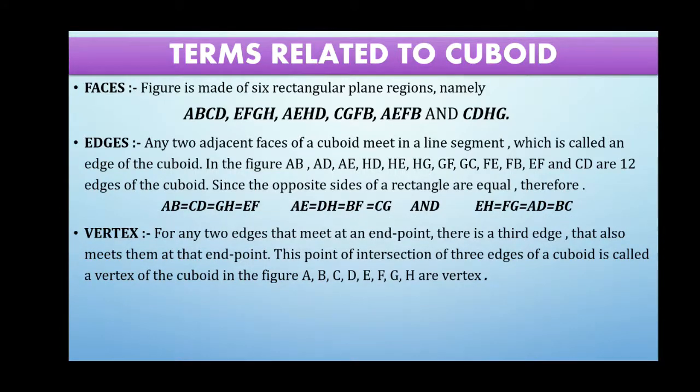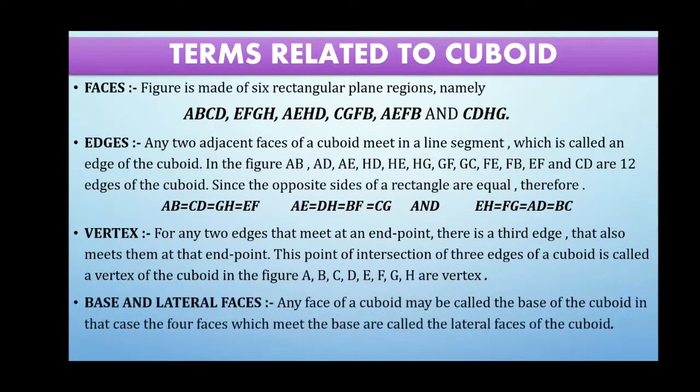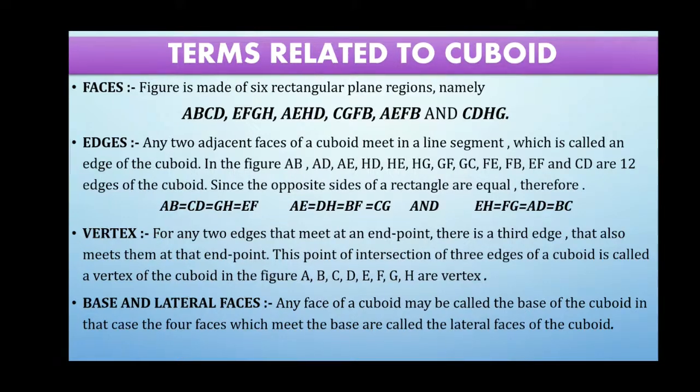Vertex. For any two edges that meet at an end point, there is a third edge that also meets them at that end point. This point of intersection of three edges of a cuboid is called a vertex of the cuboid. In the figure, A, B, C, D, E, F, G, and H are vertices. Base and lateral faces: any face of a cuboid may be called the base of the cuboid. In that case, the four faces which meet the base are called the lateral faces of the cuboid.